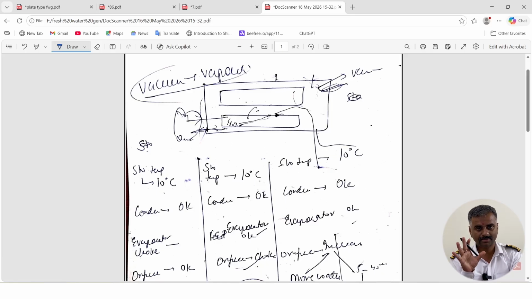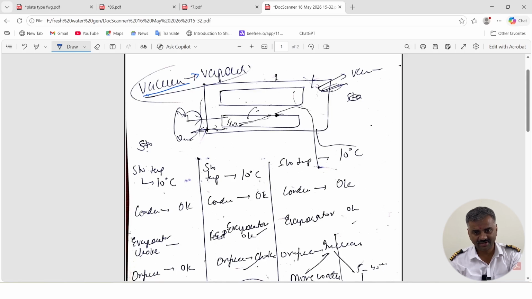So what is the relationship? And vapor, what is the vapor? Vapor is whatever steam is produced from the evaporator. Now see this, as simple as this. Say vacuum is dependent on vapor. How do I explain this?